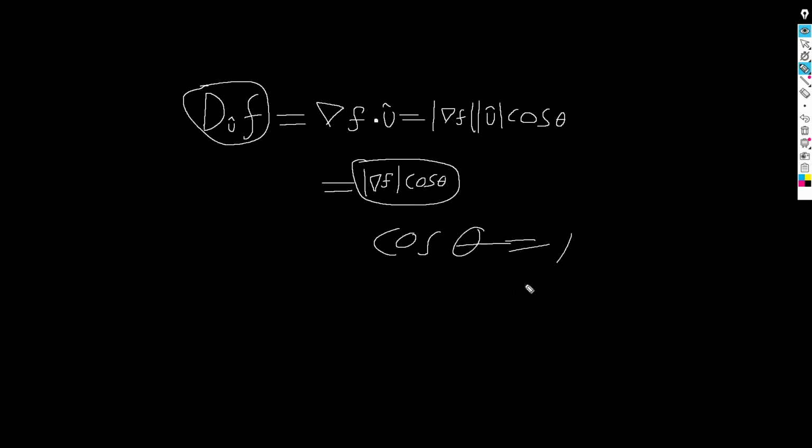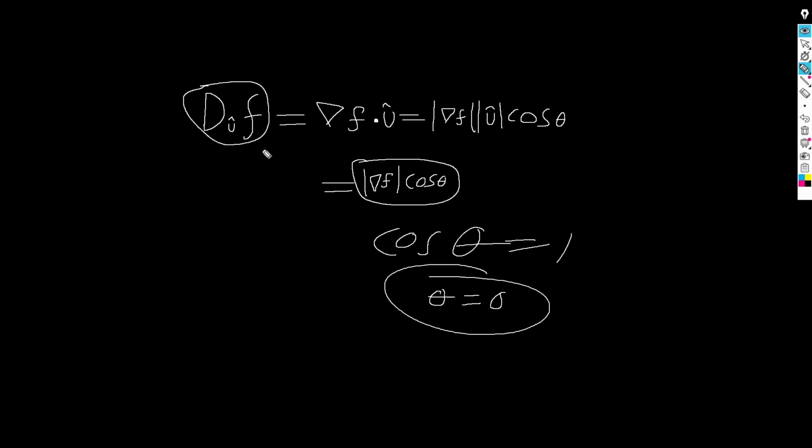Or cos theta is 1 when theta is 0. So the directional derivative is always greatest in the direction of grad f.